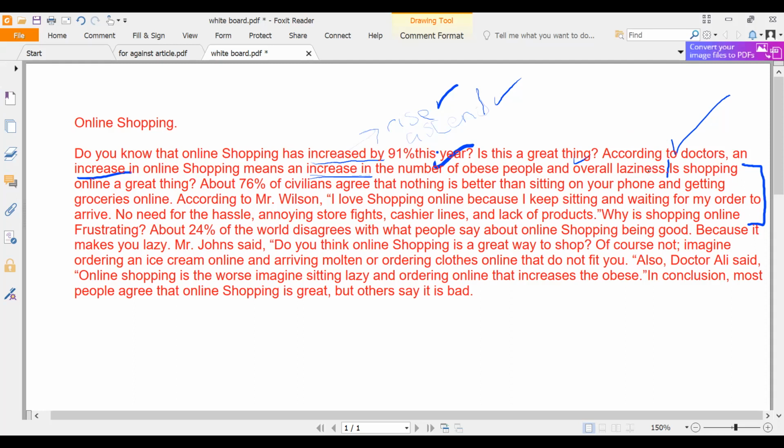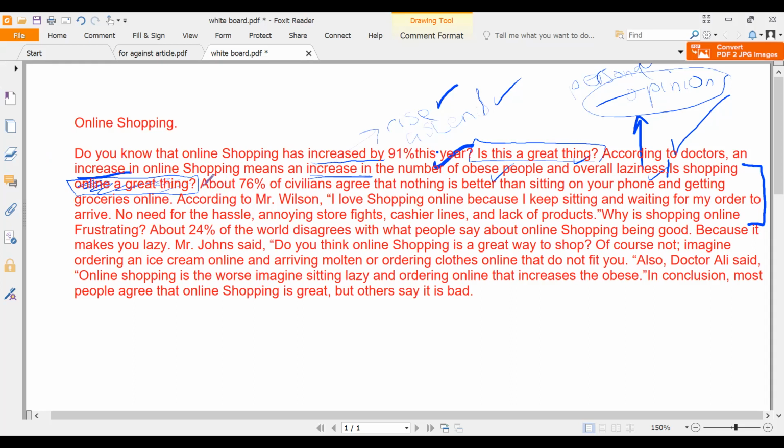Yeah, I see. So where is your opinion here? I didn't put it. So we need an opinion in the introduction, personal opinion, what you personally think. Okay, this is very necessary. Then you said shopping means increase in the number of rupees, and overall laziness. Then you started the first body paragraph by saying, is shopping online a great thing? Okay, and this is the same question here. So you should delete one of them because it's repeated. Okay.